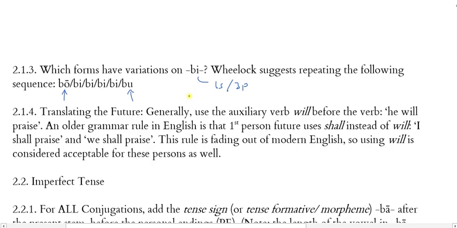And I'll mention something here. If it's not bo or bu, it's be. So after the first one and before the last one, everything is be for the tense sign. But maybe this will help you. This is just an observation that I make.